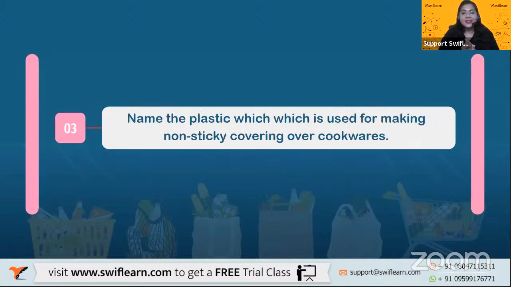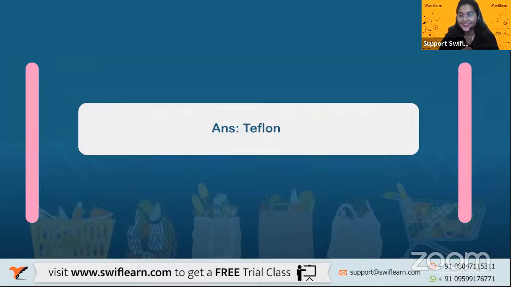Next, name the plastic which is used for making non-sticky covering over cookwares. Remember, which helps to make the non-stick pans, like kadai and all, frying pans and all. What is the name of the plastic material? It is Teflon. Yeah, very good. It is the Teflon.